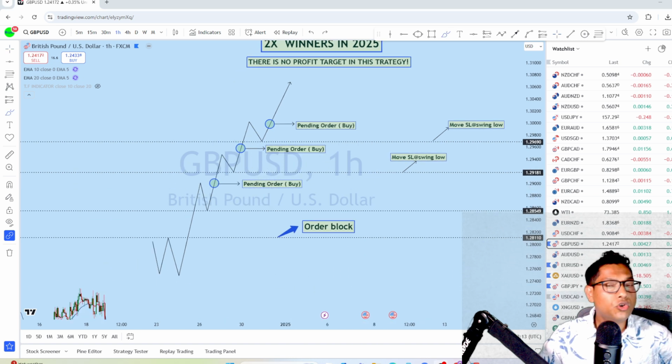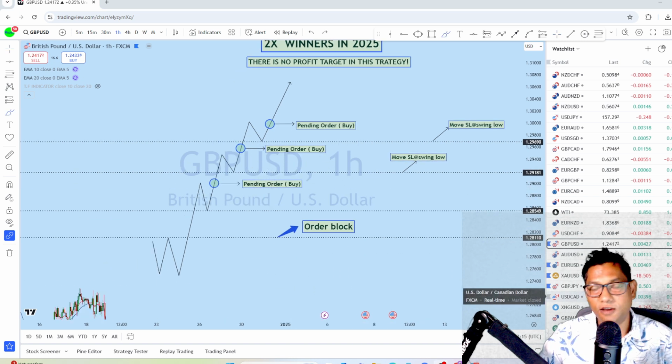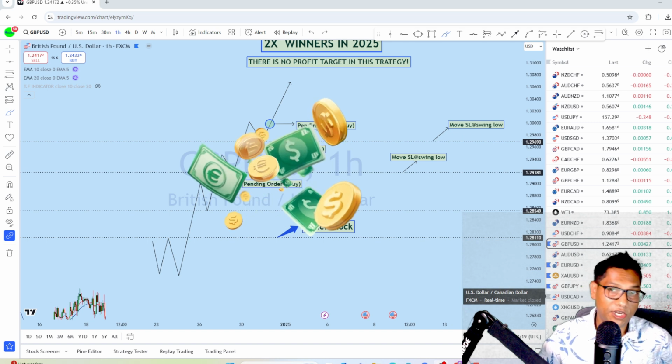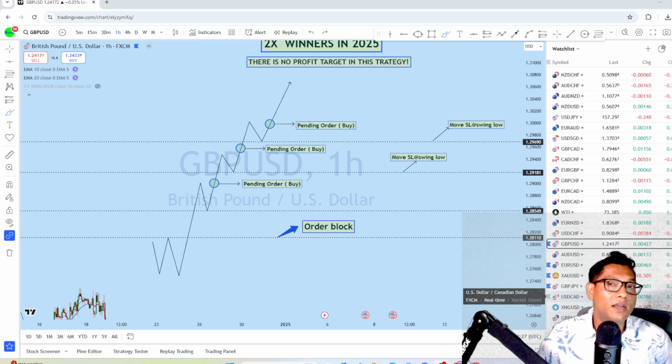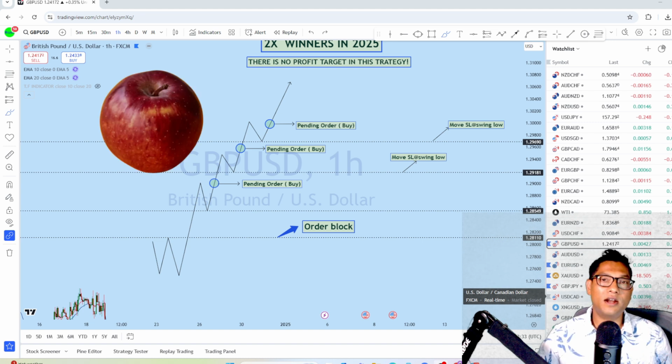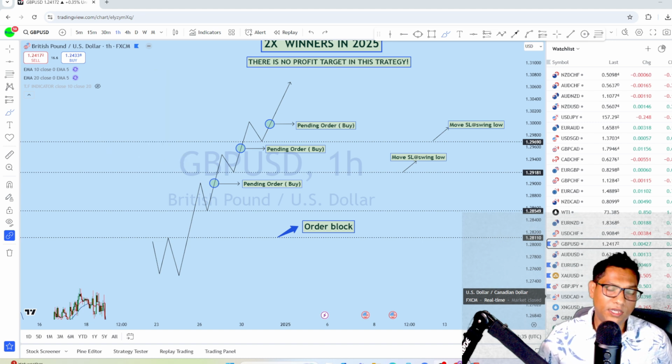Now to trade this strategy, the first step is to understand when the smart money is trading the market, that means the order block. Now to find an order block, the first step is to understand when the market is changing its trend, because when the market changes trend, it's a fresh market to buy or sell.